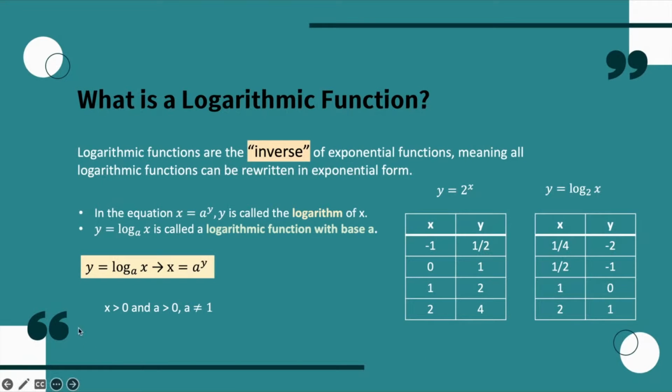It's important to keep in mind that there are conditions within logarithmic functions. For example, x has to be greater than 0, a also has to be greater than 0, and a can't equal 1. That's because 1 to any power will be equal to 1.